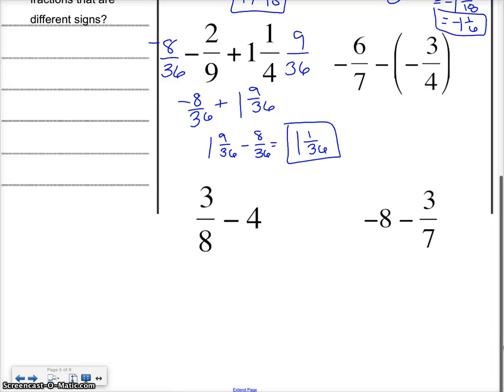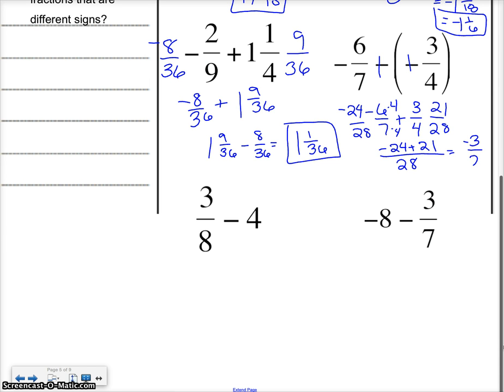Next one, turn it to plus plus. It's a plus plus situation. Negative 6 sevenths plus 3 fourths. Common D. 4 times 7 is 28. 3 times 7 is 21. Times both of them by 4 on this other one, so I have negative 24. So negative 24 plus 21 all over 28.